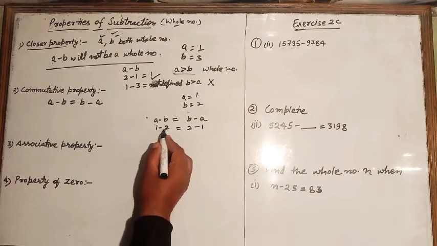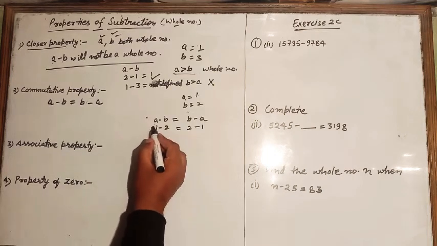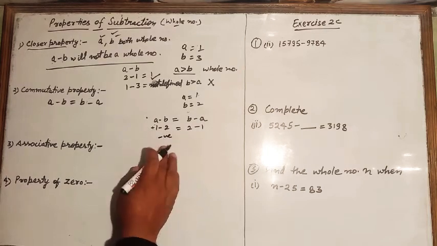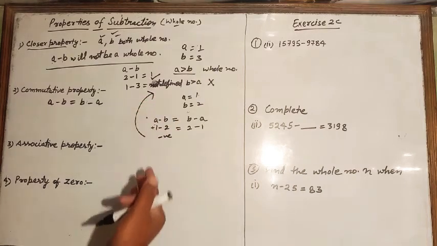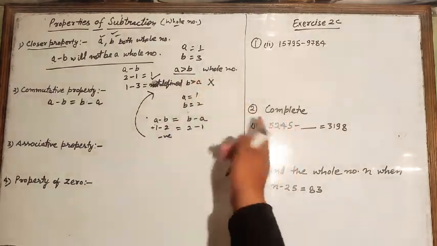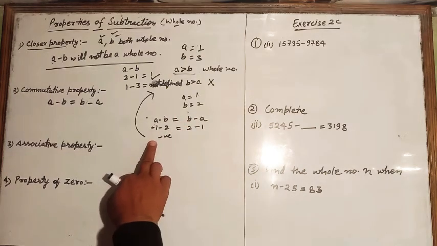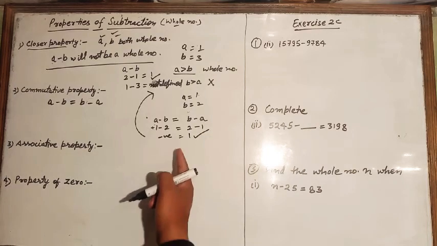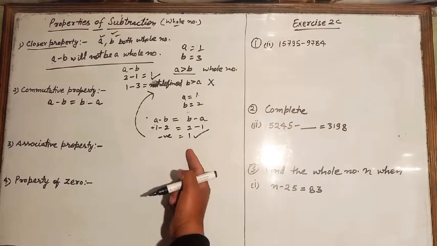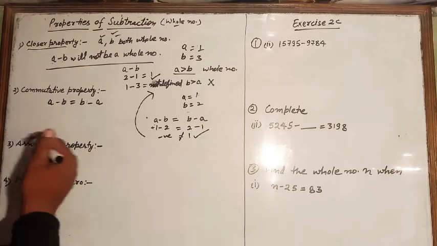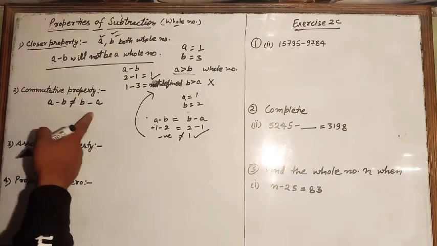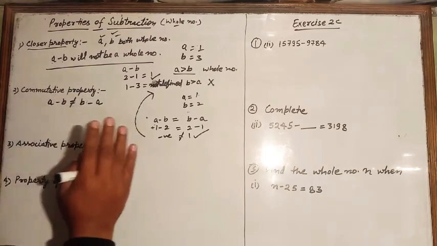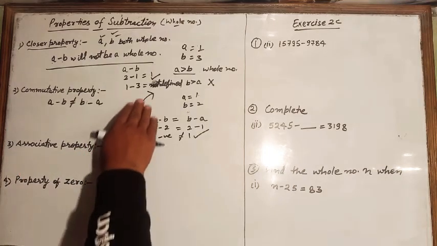Now we know that here the number is negative: minus 2 plus 1 will be a negative number, which is not defined up to now, because we are reading whole numbers, where only positive numbers or 0 we can include. On the other side, b minus a, 2 minus 1 is 1, which is defined. Can a negative number be equal to a positive number? Never. So the commutative property does not hold; this will be not equal. In case of subtraction of whole numbers, the commutative property does not hold good. I hope it is clear.